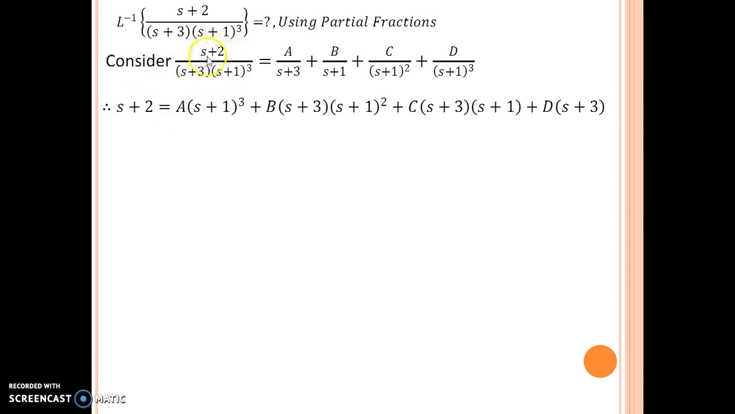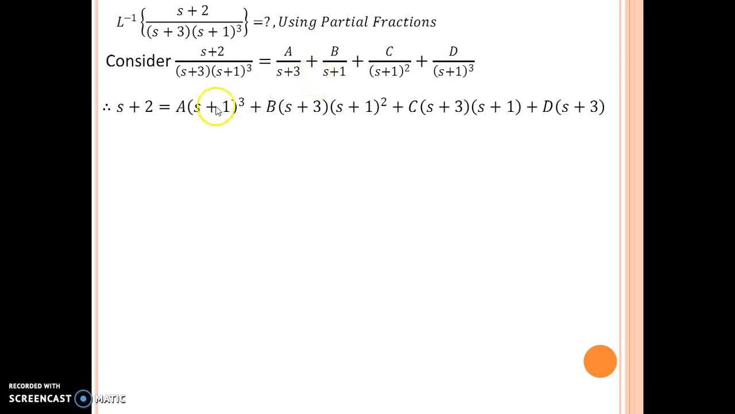This is what you obtain on simplification. Now this is the main step which many students ask about, that is, how to obtain it. So what you have to do is take the denominator of the LHS and multiply it to the right hand side.